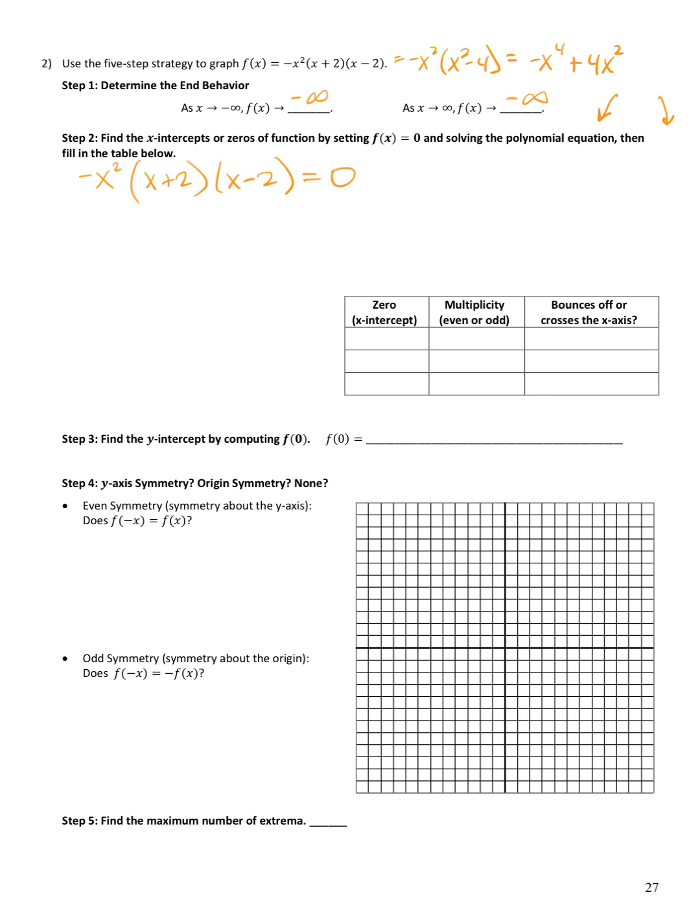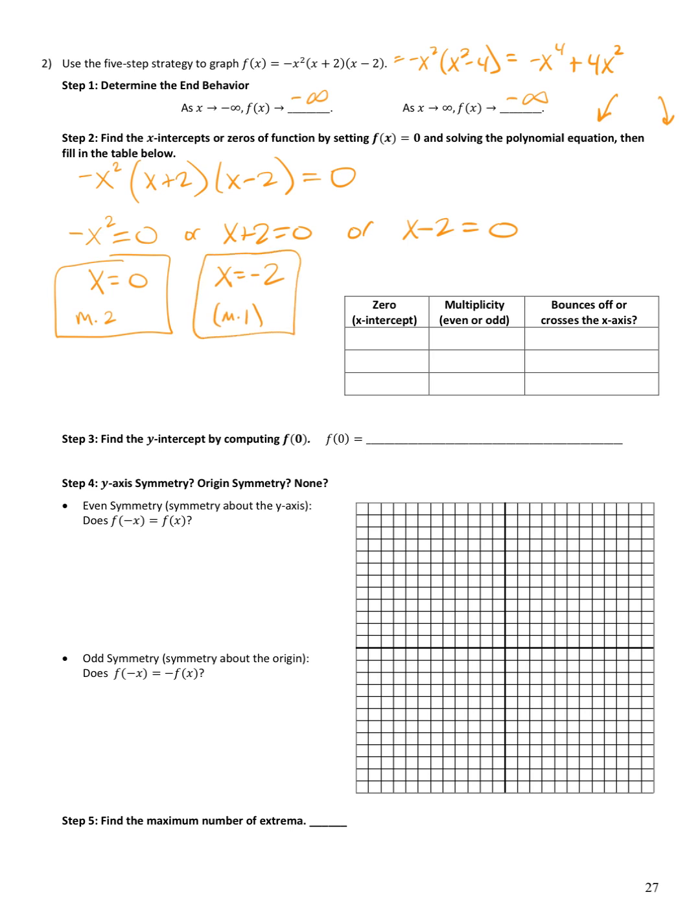And it's already in factored form, so that's so helpful. I can now just set each factor equal to 0. Negative x squared equals 0, or x plus 2 equals 0, or x minus 2 equals 0. So here I get x equals 0, multiplicity 2, because of the squared. Here I have x plus 2 equals 0, so x equals negative 2. That only happens once, multiplicity 1. And then x minus 2 equals 0, so I get x equals 2, again multiplicity 1 because that's a factor with an exponent of 1.